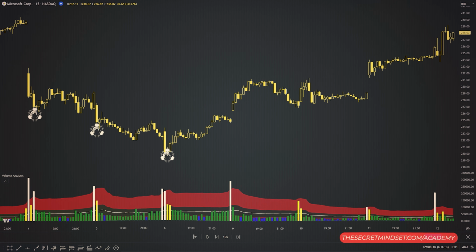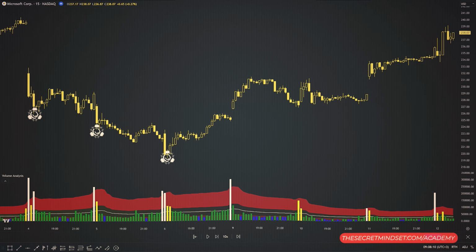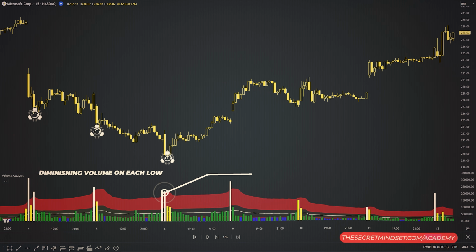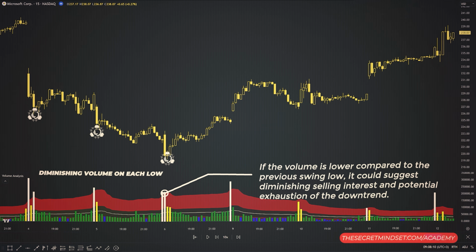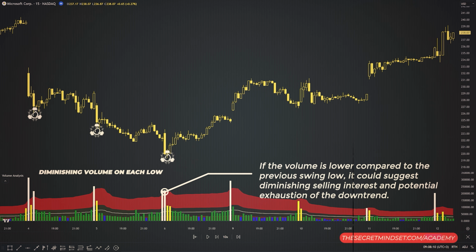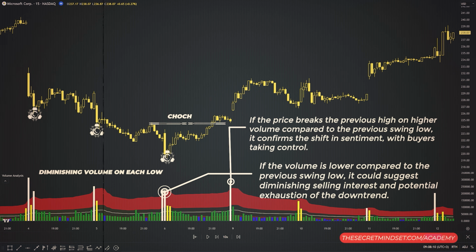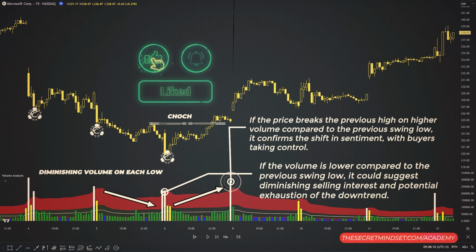During the formation of the lowest low, keep an eye on the volume. If the volume is lower compared to the previous swing low, it could suggest diminishing selling interest and potential exhaustion of the downtrend. This volume decline is the first warning sign. The most critical phase is when price breaks above the previous major swing high. If the price rises above this level on higher volume compared to the previous swing low, it confirms the shift in sentiment, with buyers taking control.